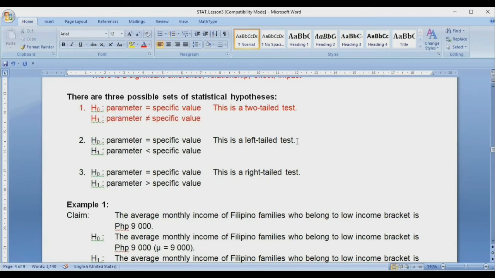Number 2, left-tailed test. O baka siya tinawag na left-tailed kasi ang ginagamit na symbol sa alternative less than. Pero laging ang lahat ng null mo equal ang ginagamit. Number 3, right-tailed kasi ang alternative mo greater than. As usual, ang null laging equal. Okay?